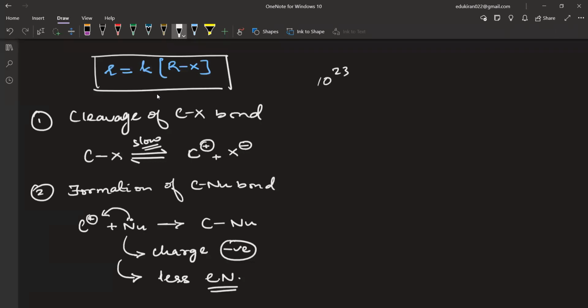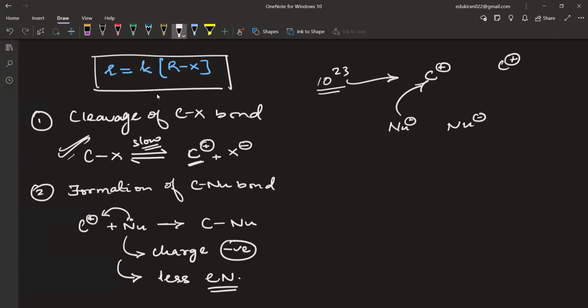Now, if any one of them has become C positive, the nucleophile will not wait for each and every one. There will be many nucleophiles, right? So the nucleophile will not wait for the other carbon atoms to become C positive. It will attack here, it will start attacking here. Are you getting my point? So it doesn't mean that all the haloalkane molecules are waiting to get converted into C positive, and then they are going to form the C-Nu bond.